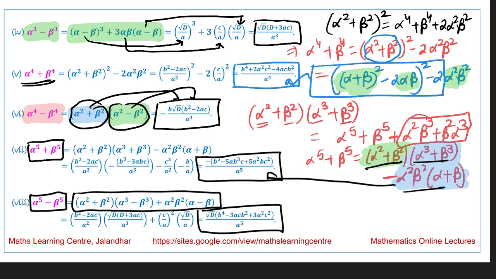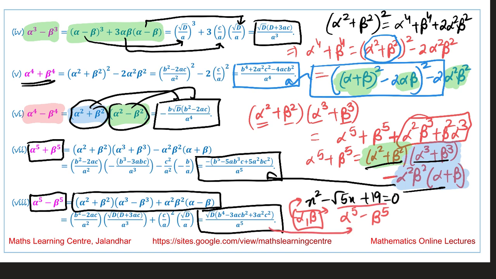So these kinds of problems may be asked directly. Suppose we have an equation x square minus root 5x plus 19 is equal to 0, and it is given that alpha and beta are roots of this equation, and we want to calculate the value of alpha raised to power 5 minus beta raised to power 5. So in place of calculating the values of alpha and beta, we will directly substitute the values of the coefficients over here.